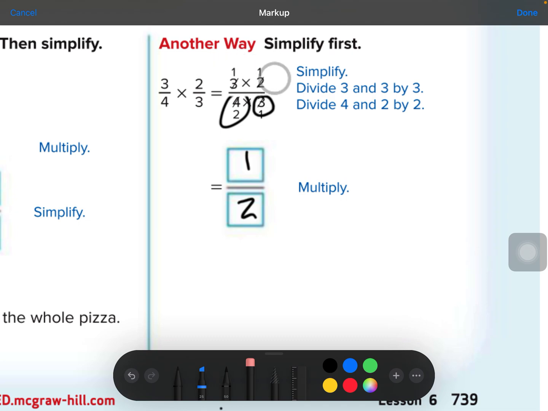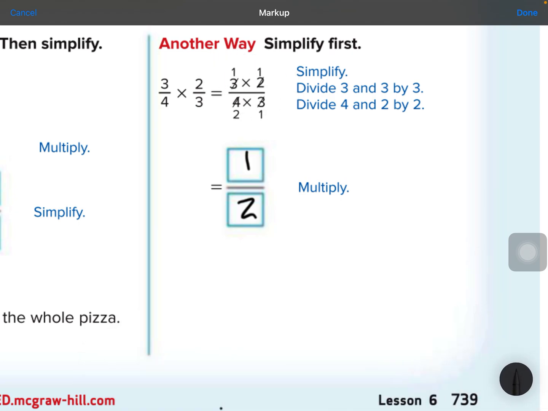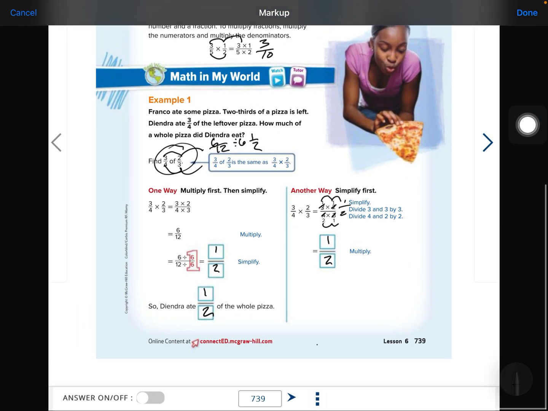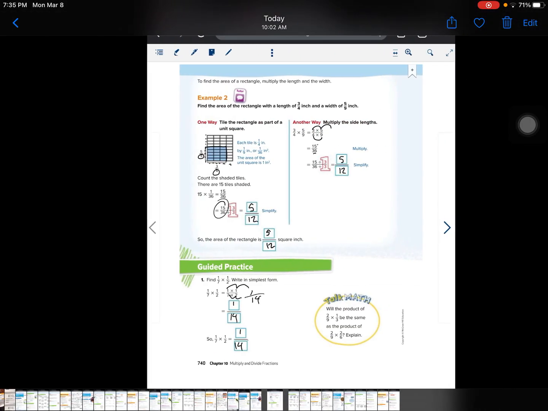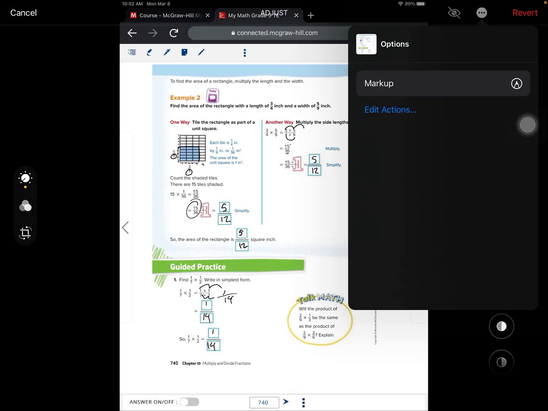Or we can do it this way where we simplify first. As you can see right here, they simplified. 3 will go into 3 one time, 3 will go into 3 one time, 2 will go into 2 once, 2 will go into 4 twice. So then we can do 1 times 1 is 1, 2 times 1 is 2, 1/2. Honestly, this is my favorite way. I like to simplify first and then try to solve it.